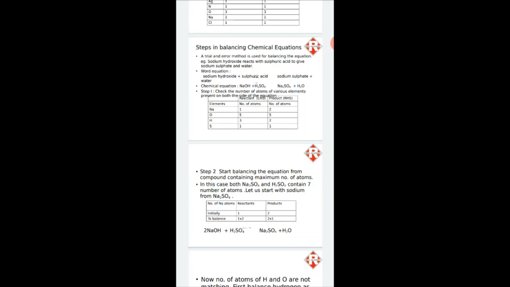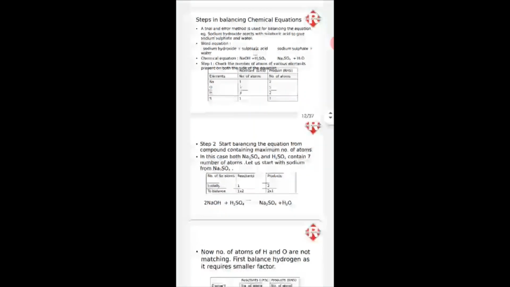Now first, sodium. On the LHS, the number of atoms is 1. On the RHS, the number of atoms is 2. Means there is a variation. Oxygen, number of atoms on the LHS 5. On the product side also 5. Hydrogen, number of atoms of hydrogen on the LHS is 3 and on the RHS 2. Sulfur, both sides there is 1 and 1.